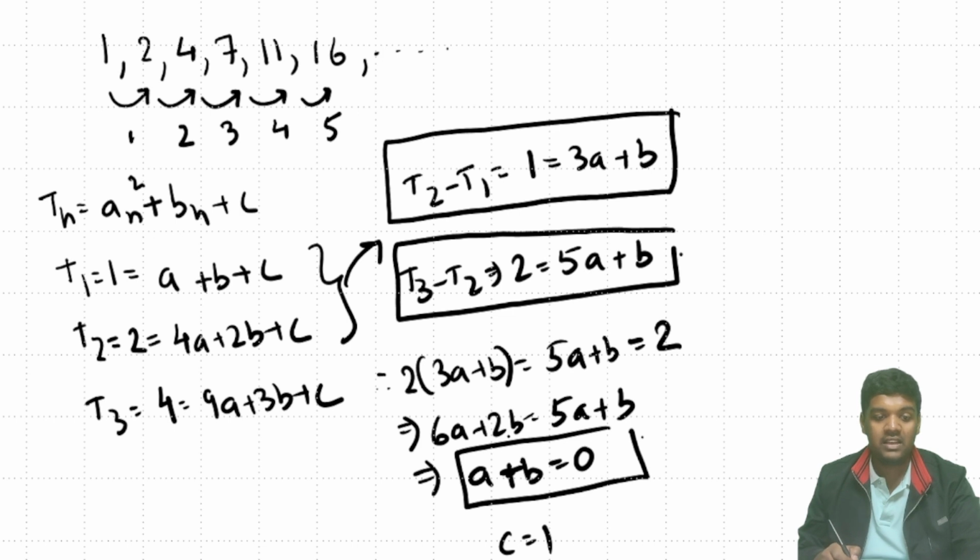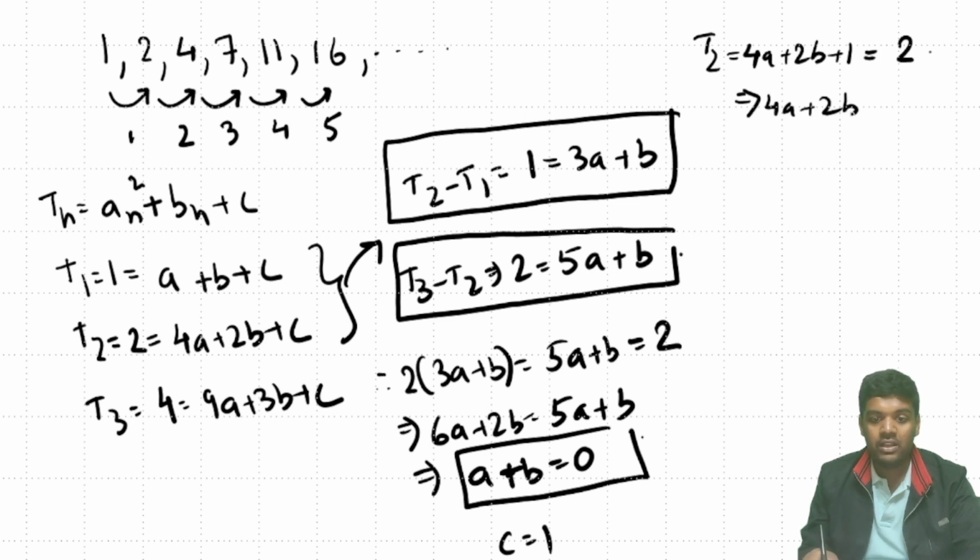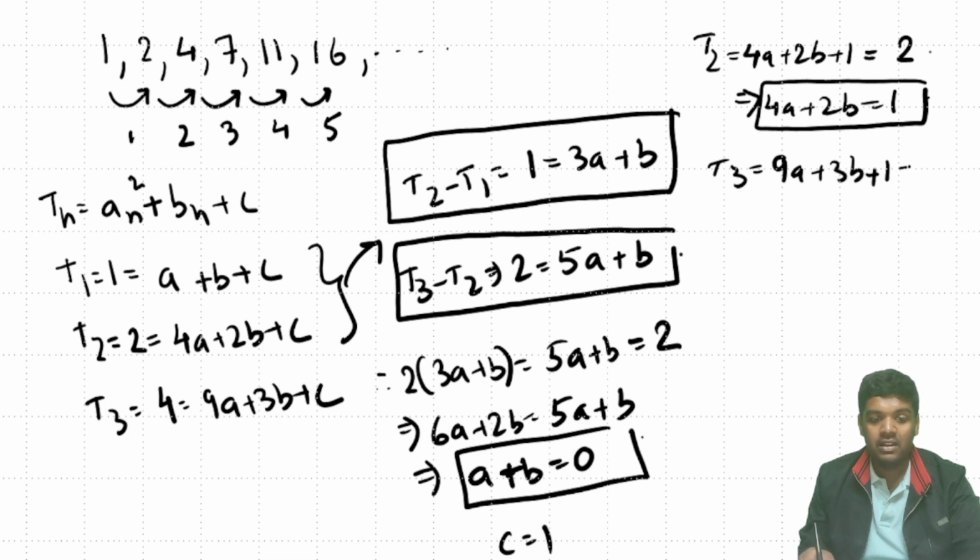करेक्ट. जब c equals to 1 आएगा, तो आप T2 और T3 में अगर c की वैल्यू पुट करोगे, तो आपका a और b का वैल्यू आ जाएगा. चलिए हम पुट करके देखते हैं. जब c equals to 1 है, तो T2 equals to 4a plus 2b plus 1 equals to 2. This implies that 4a plus 2b equals to 1. ये पहला इक्वेशन आया. और T3 equals to 9a plus 3b plus 1 equals to 4. This implies that 9a plus 3b equals to 3.